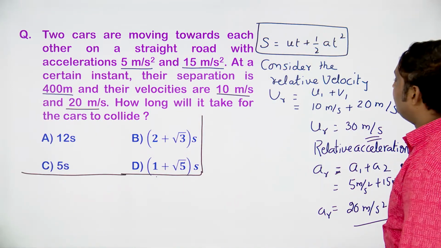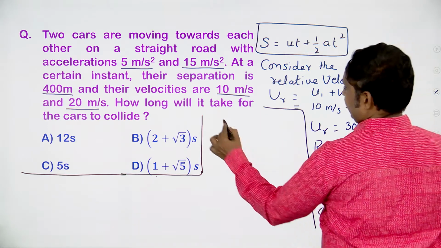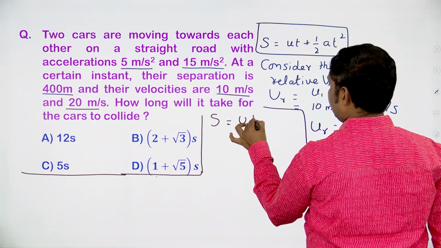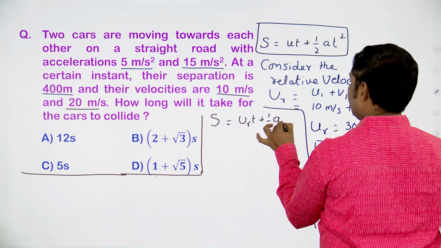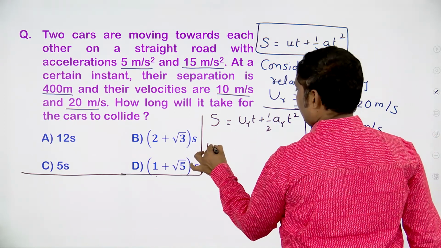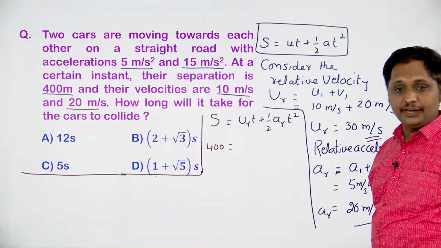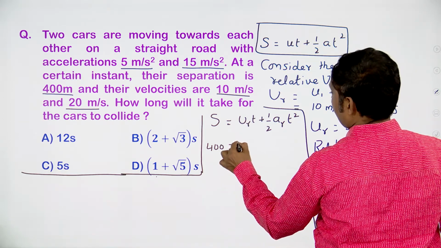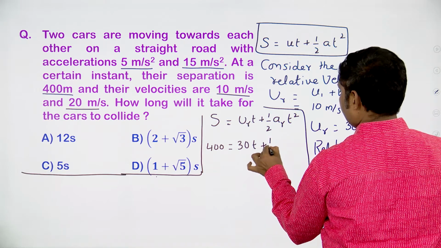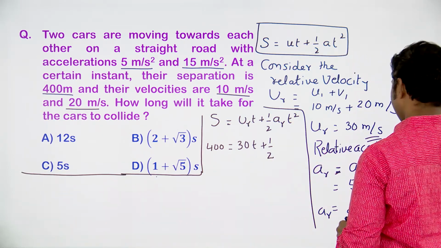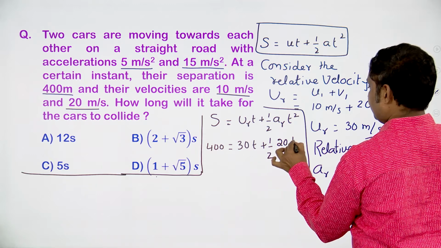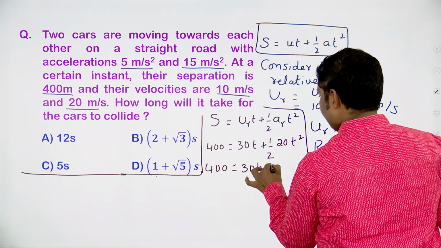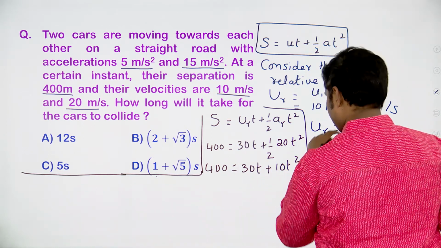Before going to that, let's have the final equation. You know very well about that: S is equal to UR T plus 1 by 2 AR T square. S is going to be the 400 meters. So UR is going to be 30 into T plus 1 by 2, and AR is going to be 20 meter per second square. So 400 is equal to 30T plus 10T square. You have that.